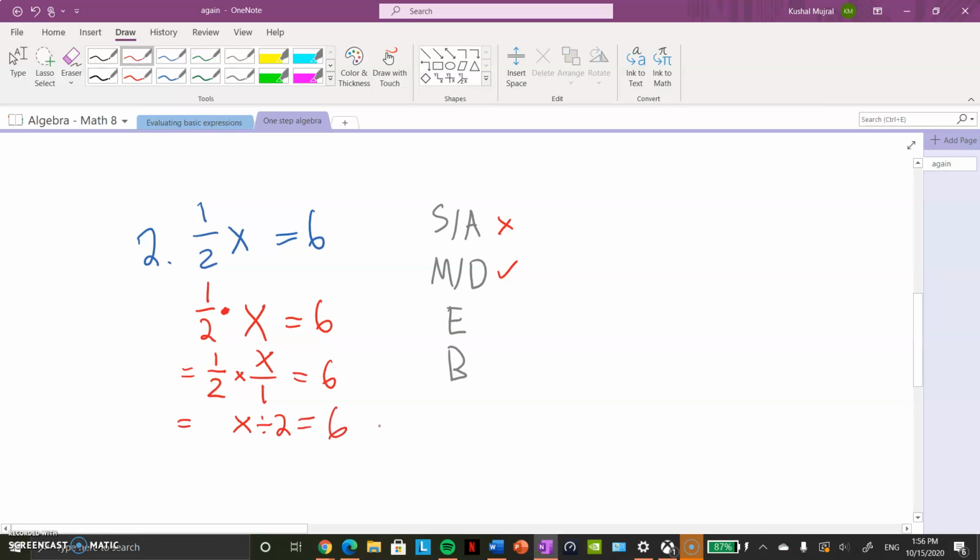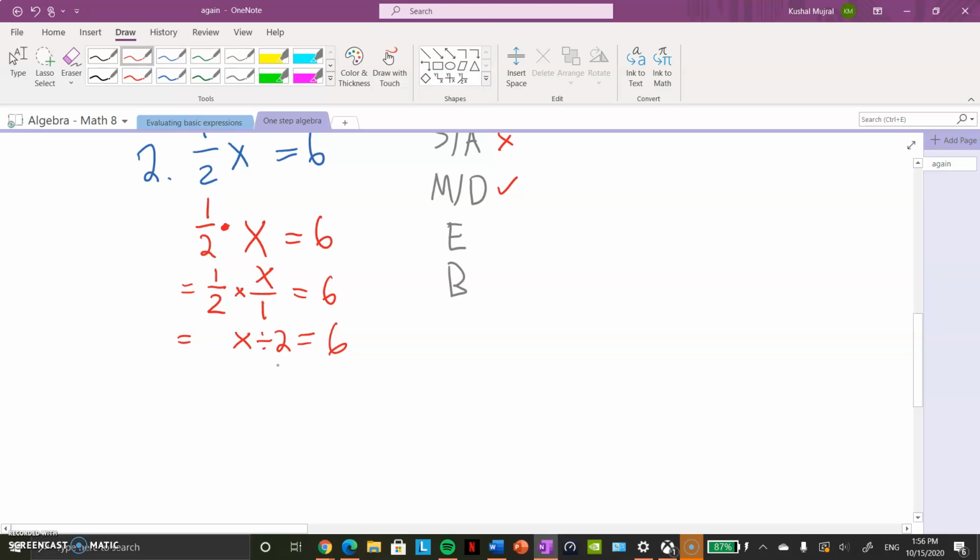equals 6, okay? And how do we get rid of divided by 2? We're going to do multiplied by 2. Okay, so we're going to multiply this by 2. This cancels out. We're going to multiply this by 2. X equals 6 times 2, which is 12.